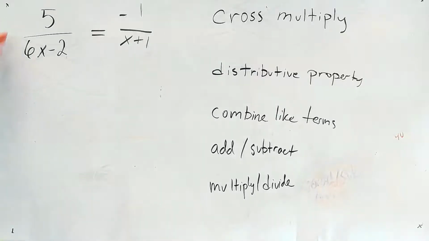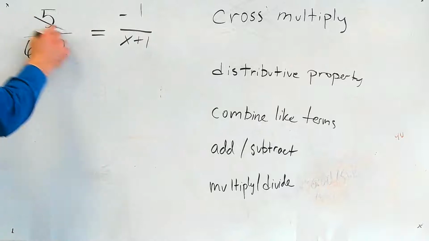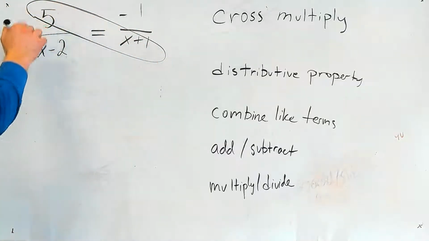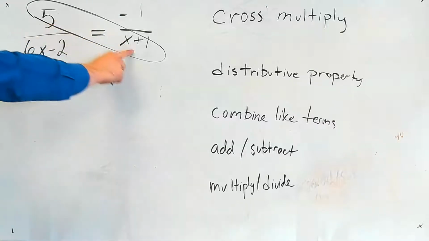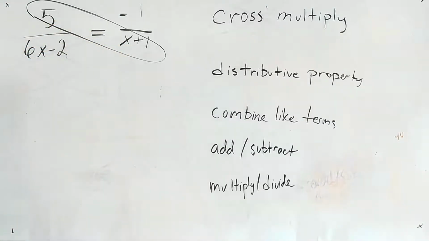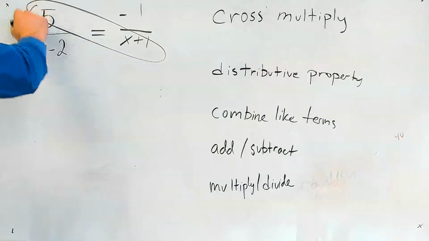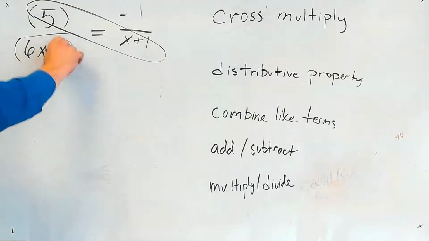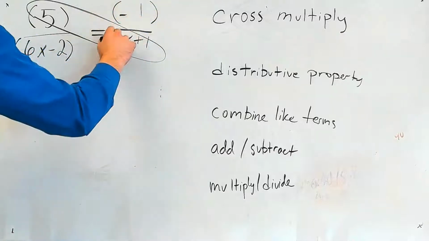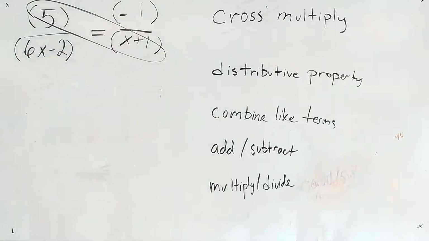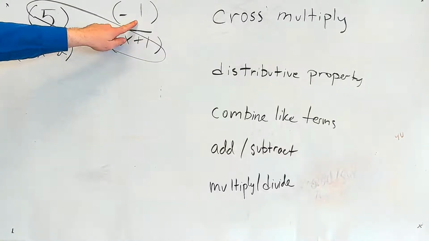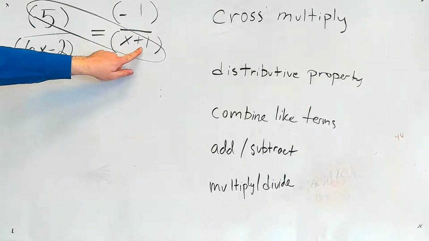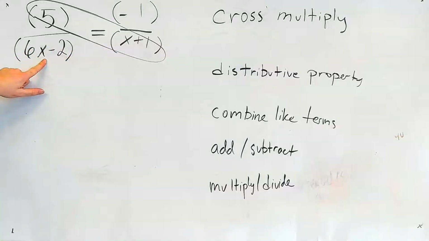So first, cross multiplication. You guys should remember, like, cross multiplication, you multiply across. So in this case, it's going to be 5 times x plus 1. And just a little bit of help, I always want you to put parentheses around every top and bottom part. So the -1 is in parentheses on the top here. X plus 1 is in parentheses on the bottom. 6x minus 2 is in its own parentheses. And 5 is also in its own parentheses.